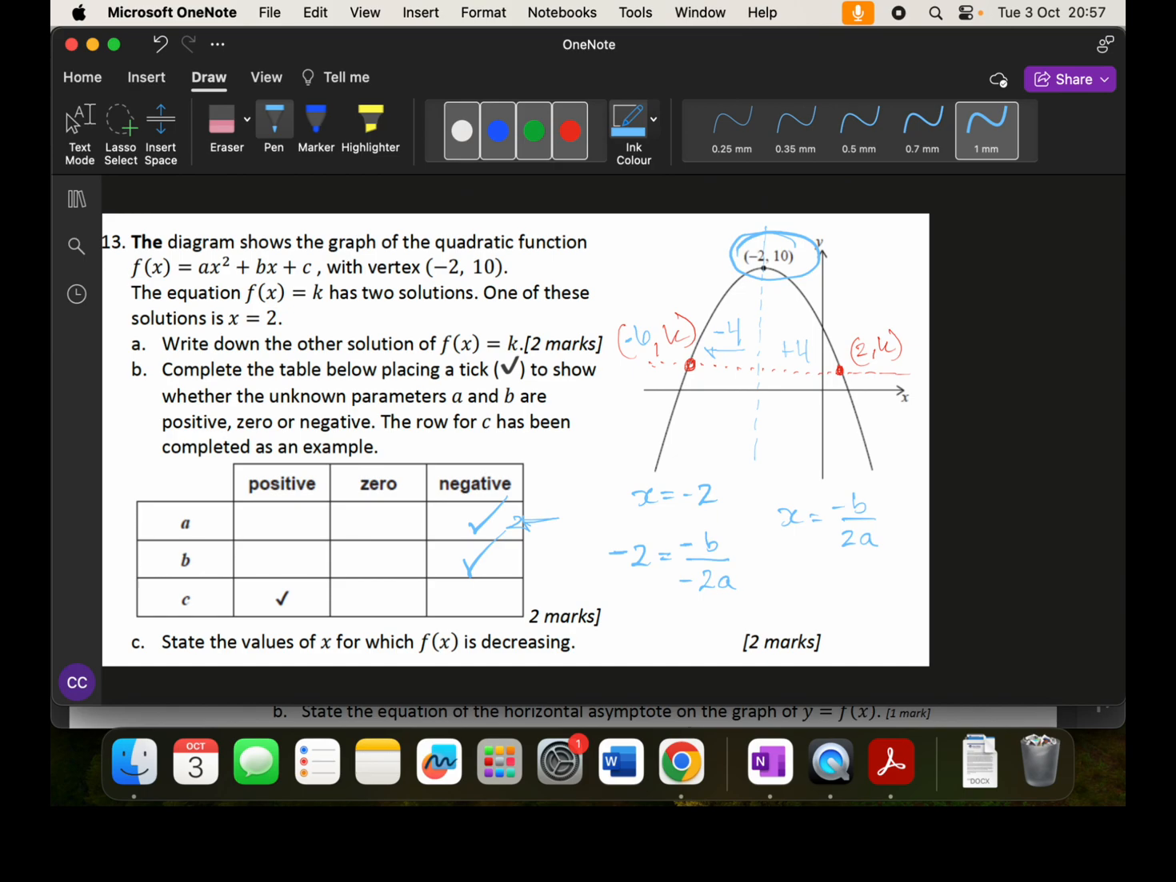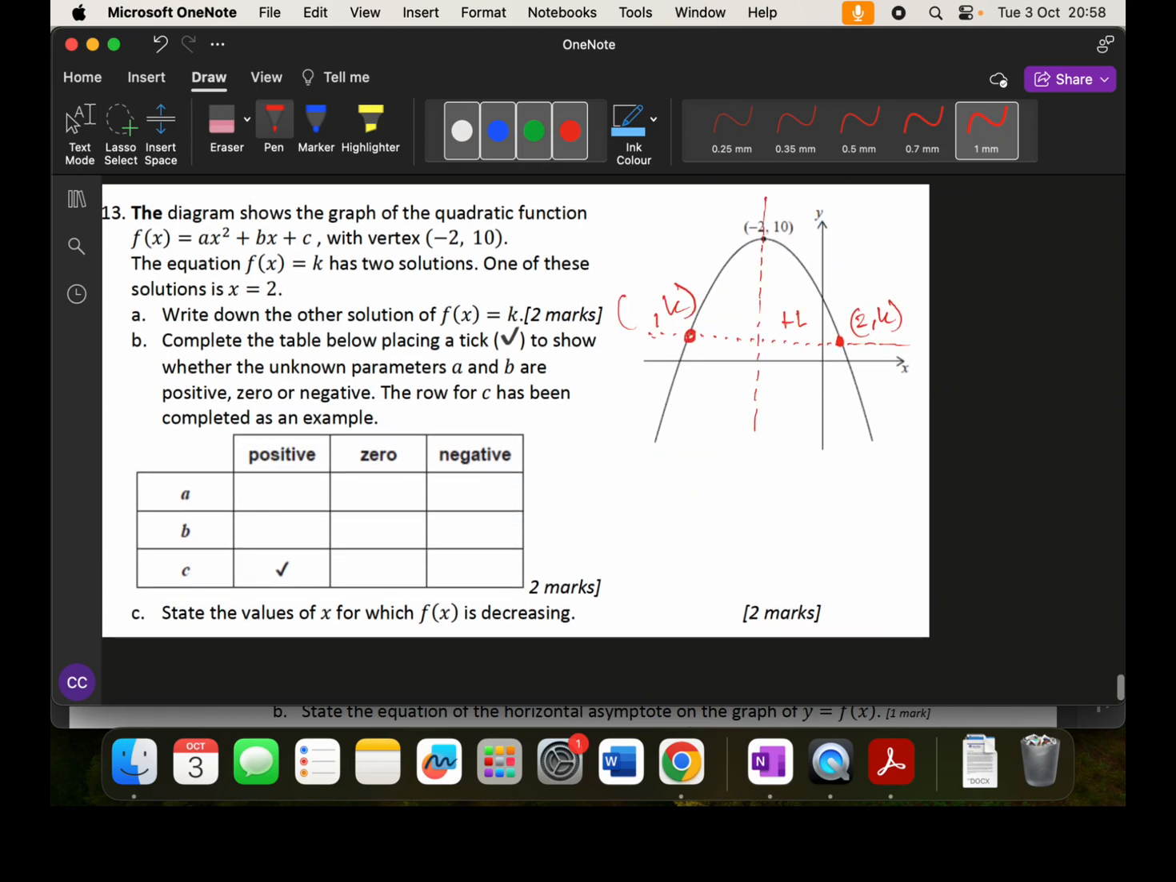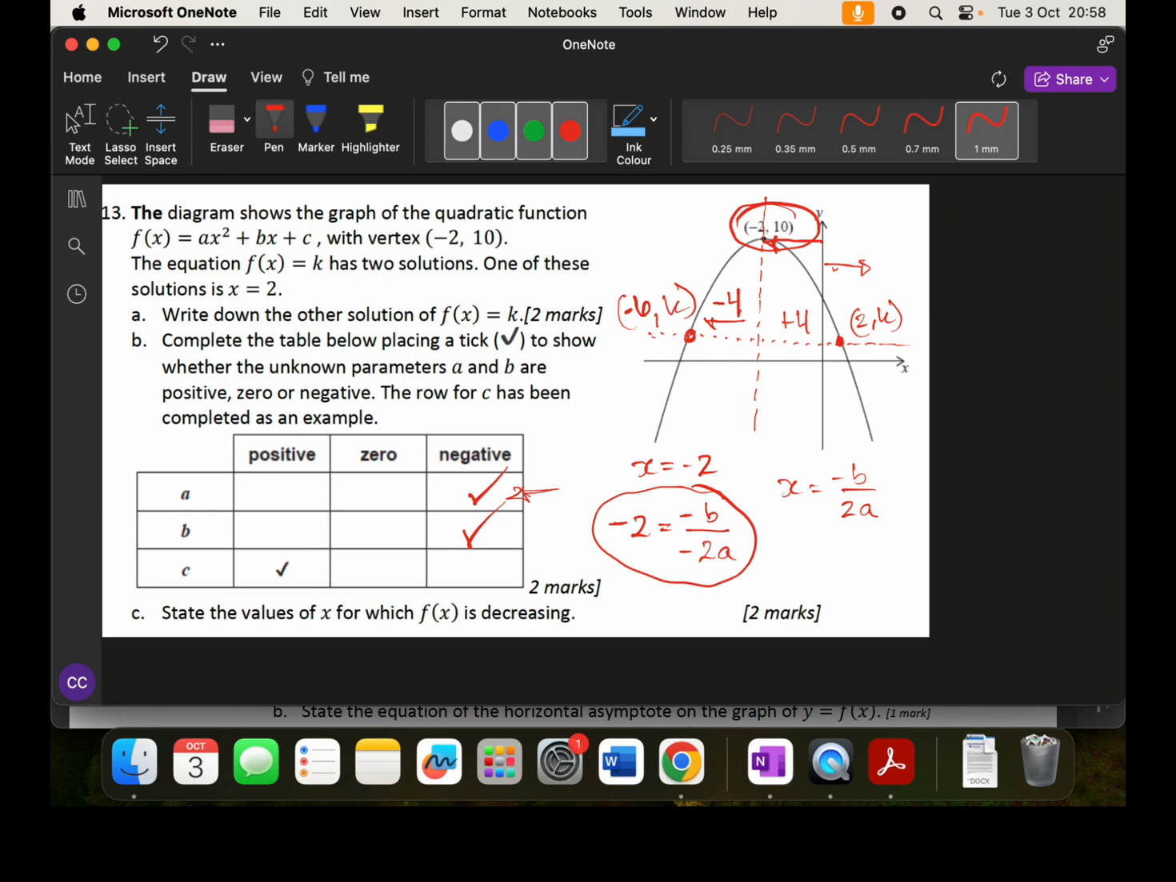The other way of thinking about this is when our b coefficient is negative, it forces the translation that way. When the b coefficient's positive, it's going to force the translation this way. But this is a better way of doing it, using our axis of symmetry. So we got that. And then state the values for which it is decreasing.